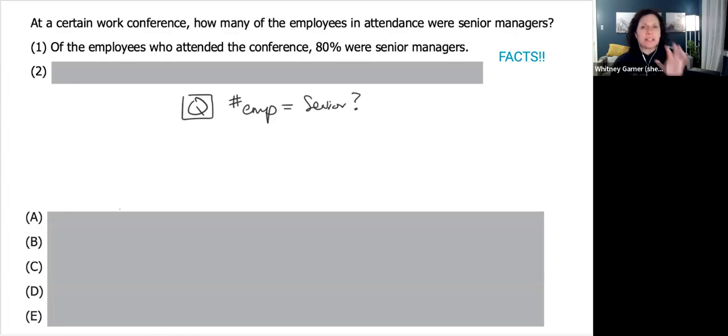So I like to organize myself side by side. I like to do my work for statement 1 on the left and my work for statement 2 on the right, just so that I can have them next to each other on my paper. So for statement 1, here's what I know. I know that 80% of my total, so of all my employees, so 80% of the total, and "of" often means multiply, 80% of the total were senior managers.